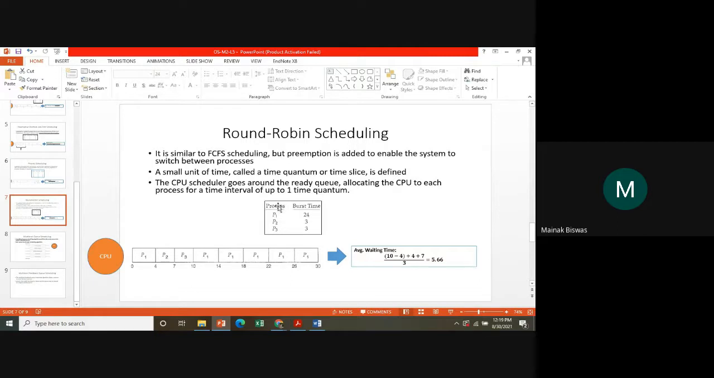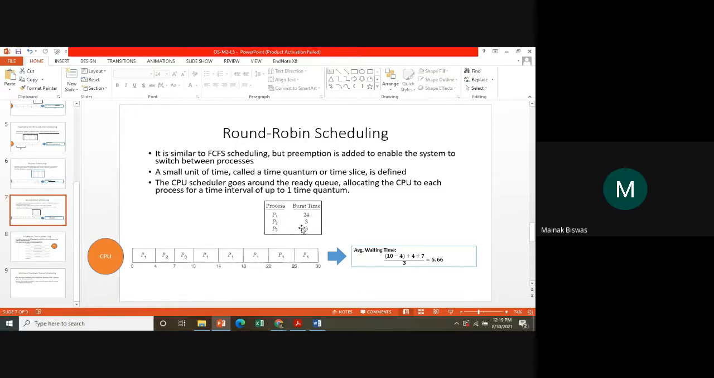So let us say process P1 has a burst time of 24 milliseconds. Process P2 has a burst time of 3 milliseconds. Process P3 has a burst time of 3 milliseconds. Initially P1 is given its quota of 4 milliseconds and then it leaves the CPU. Then P2 is given its quota of 4 milliseconds, but it completes before, so its quota is over by 3 milliseconds. So 4 plus 3, 7 milliseconds.